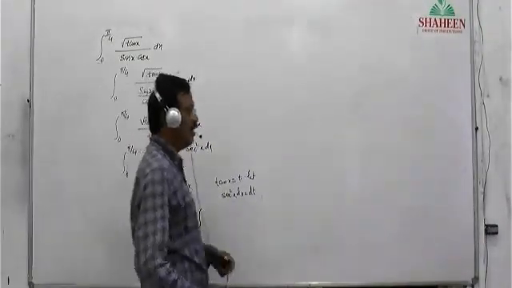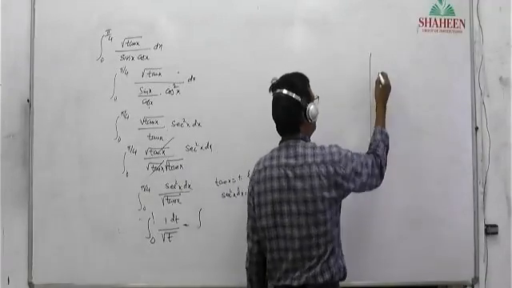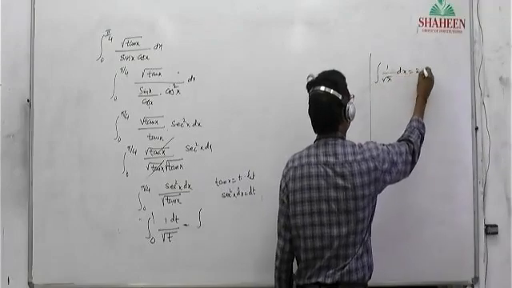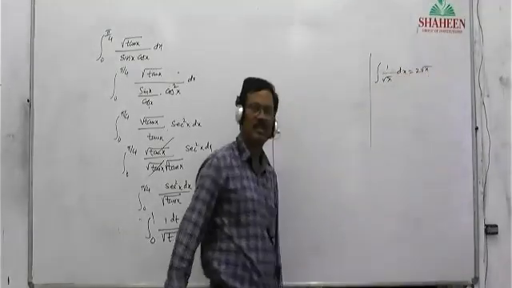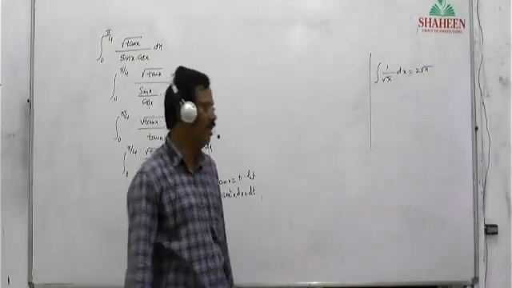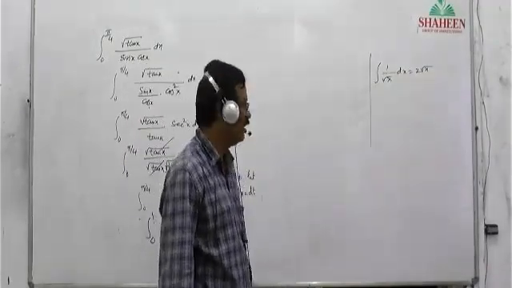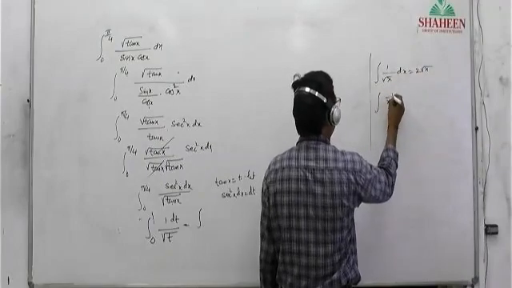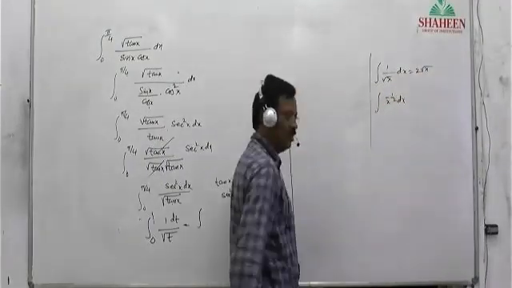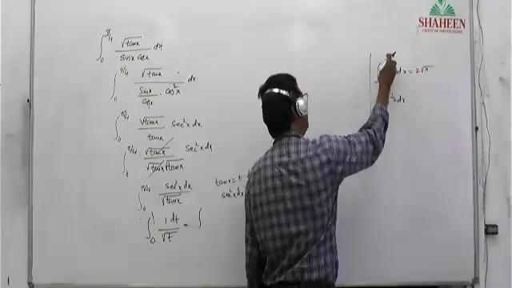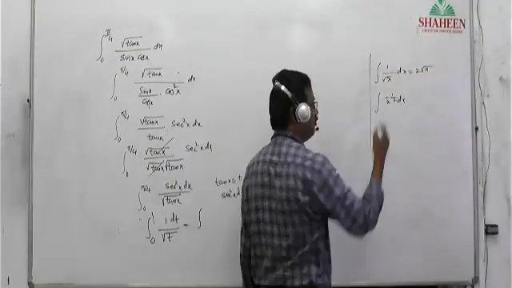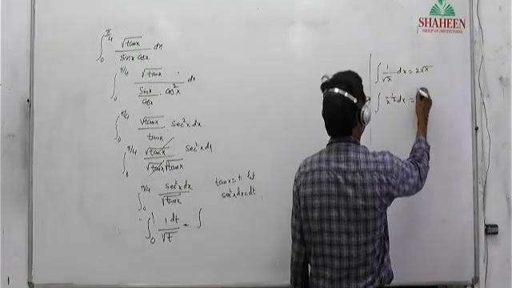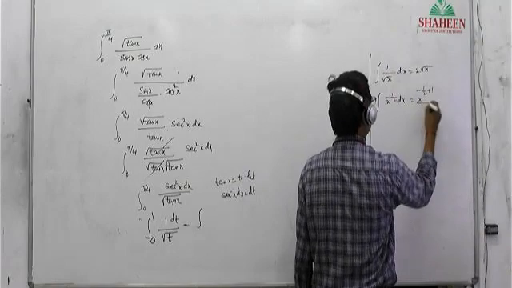Now, what is this formula? Integral of 1 by root x is 2 root x. Is it okay? How do we write 1 by root x? Can we write x power minus 1 by 2? 1 by root x, write in the numerator x power minus 1 by 2. Right? Now, the integral formula for x power n is x power n plus 1 by n plus 1.